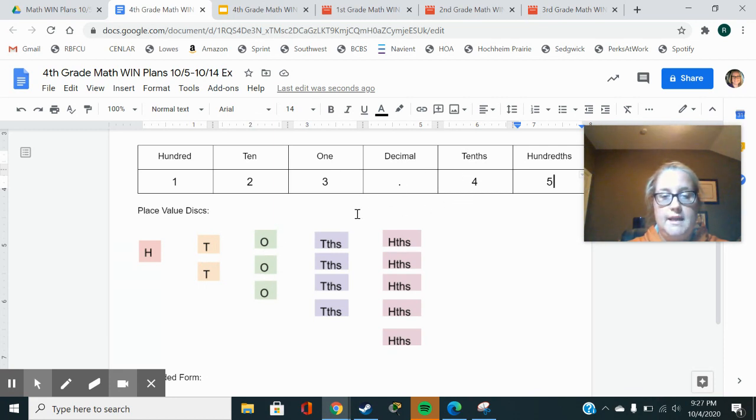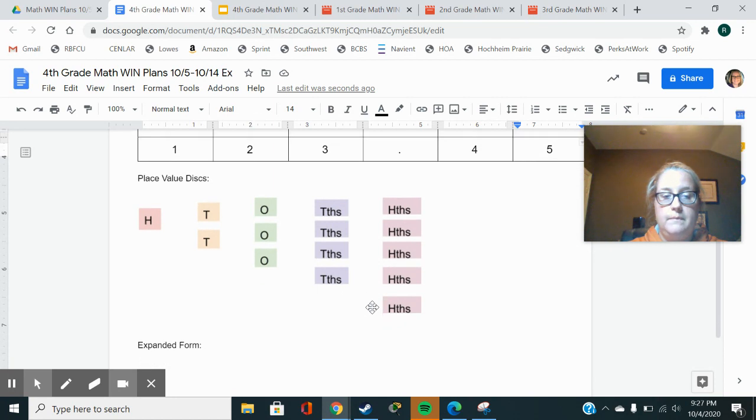I have 4 tenths, so I put the big capital T and then THS, and I have 4 of them. And then I have my hundredths, so I have 5 of those. I have my capital H and my THS, and I do have 5 of those. This is what it would look like with place value discs. Now I'm going to use this information and I'm going to do my expanded form.